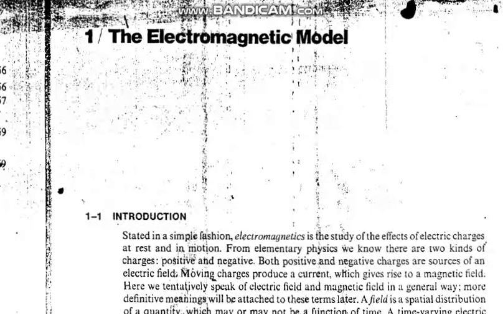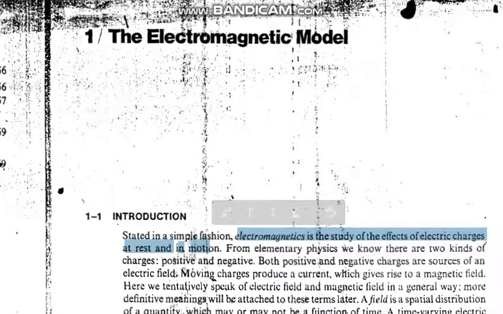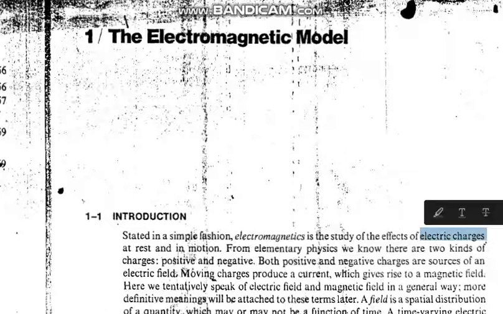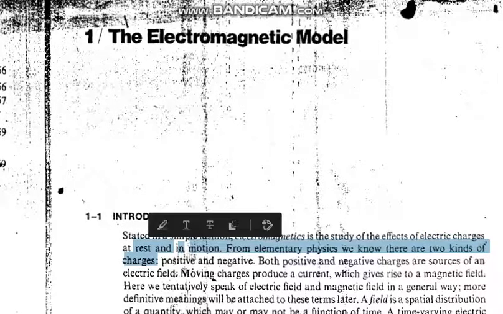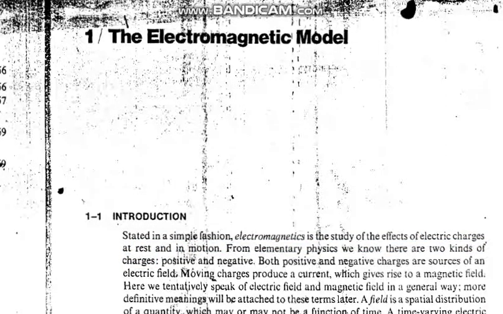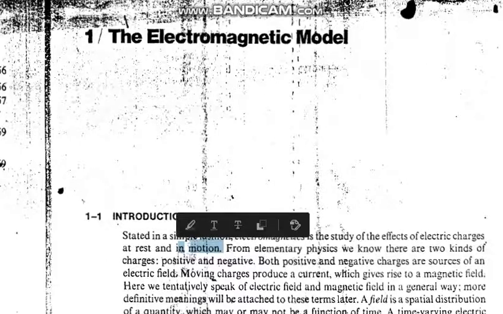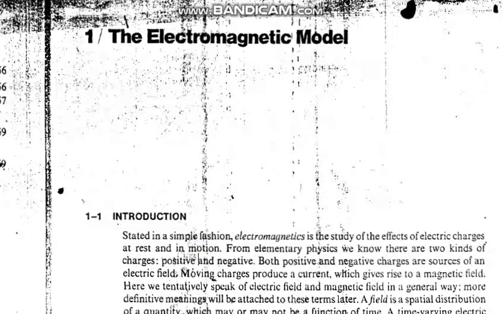Electromagnetics is the study of the effects of electric charges at rest and in motion. Here we can see a line that has been written: the study of the effects of electric charges at rest and in motion. Motion means continually moving from one side to another, and rest means it is not movable. So here is also part of the thing.